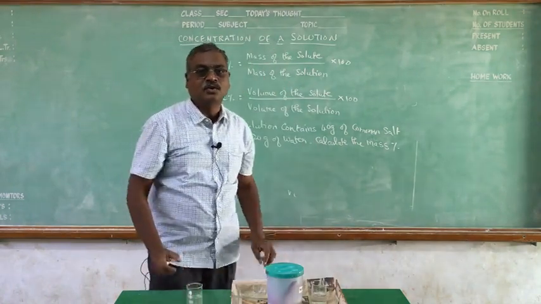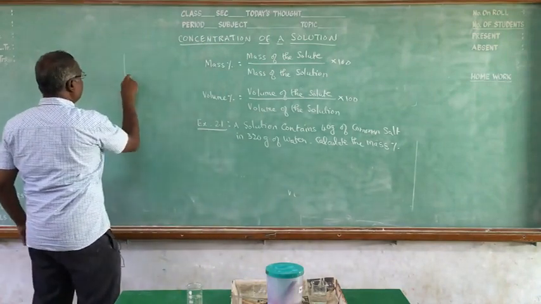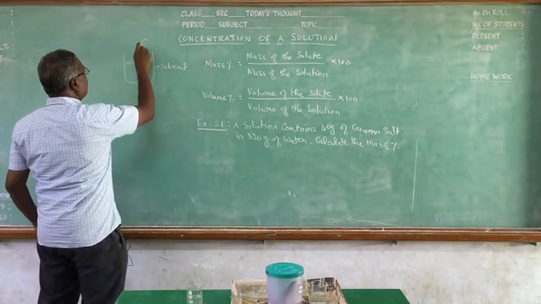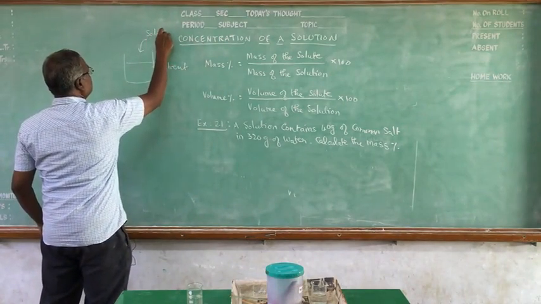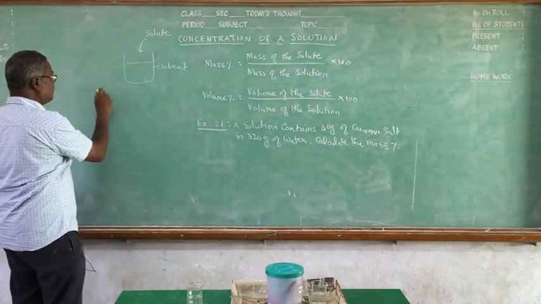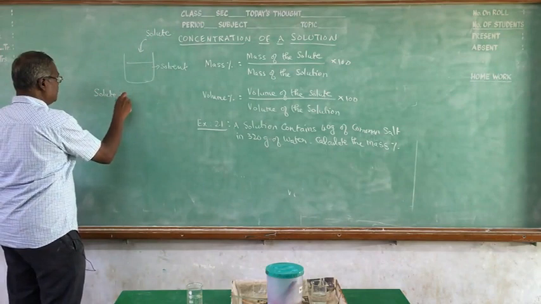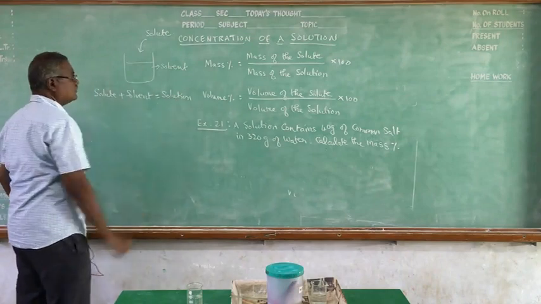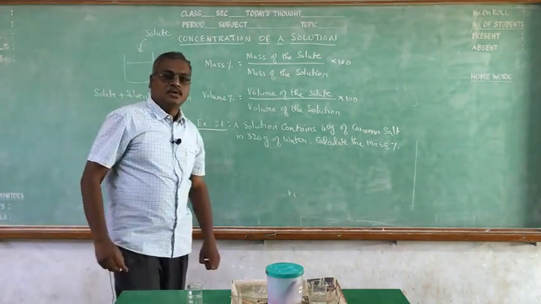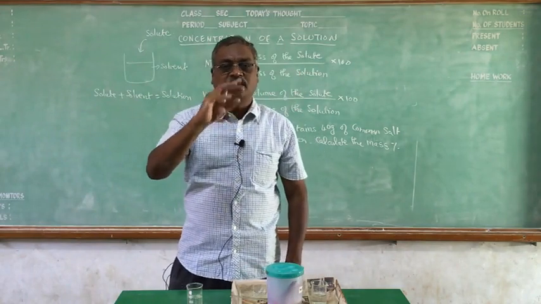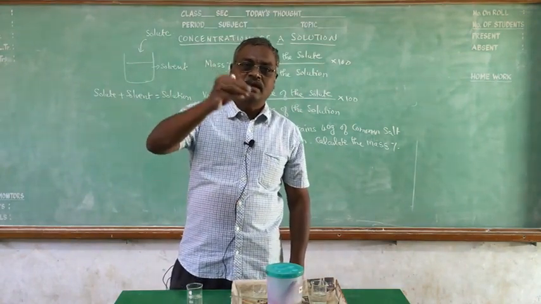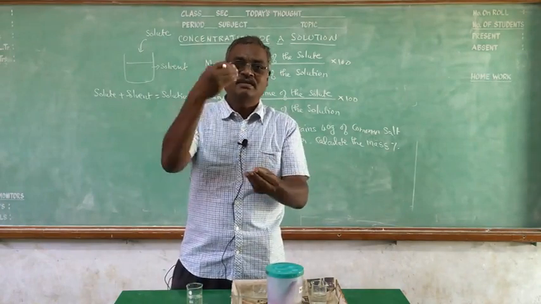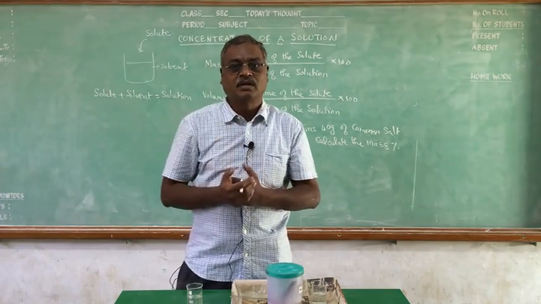So what is a true solution? First we took a solvent. In that I add salt. The salt is known as solute. After adding the solute to the solvent, we get a solution, salt solution. Similarly, if I add sugar, we say sugar solution. If I add lemon, we can say lemon juice solution. Solution means two substances are mixed. One substance is in lesser amount, another substance is in greater amount.